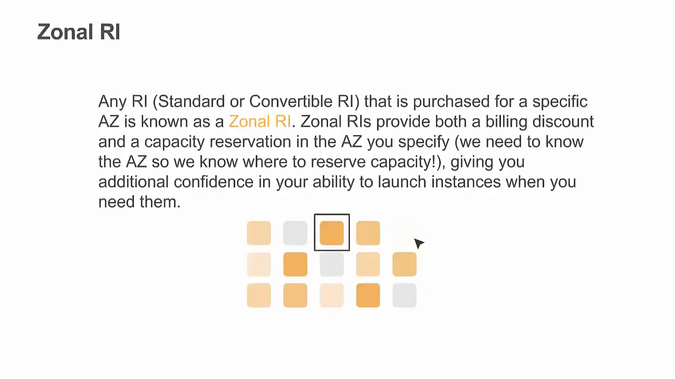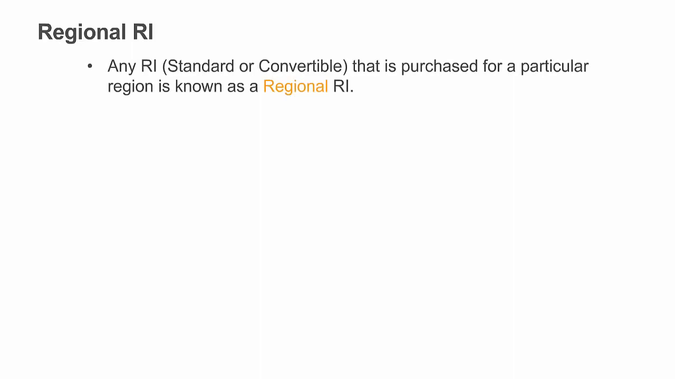Now let's chat about a different attribute of RIs known as scope of RIs. The scope of an RI can be region or availability zone. Any RI, standard or convertible, that is purchased for a specific AZ is known as a zonal RI. These RIs provide a billing discount and instance capacity matching the RI configuration is reserved for your use, giving you additional confidence in your ability to launch the instances you need. The billing discount of the RI can be applied to usage across accounts. However, the capacity reservation is only available in the account that purchased the RI.